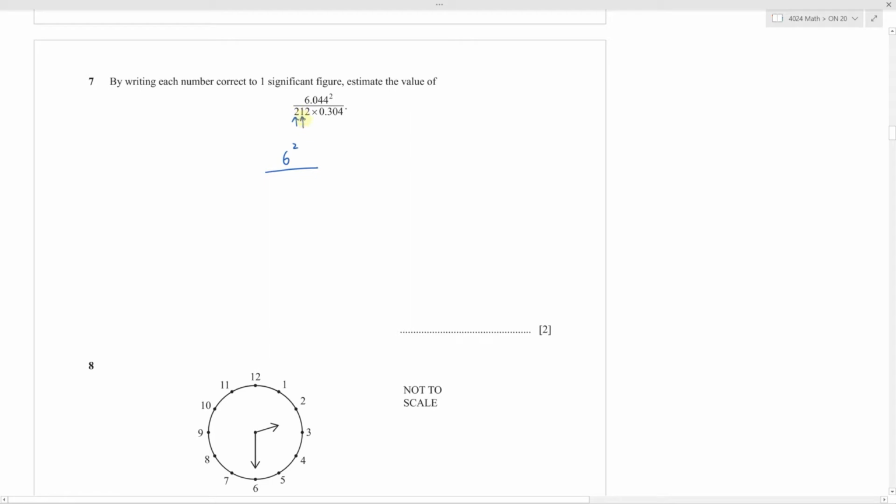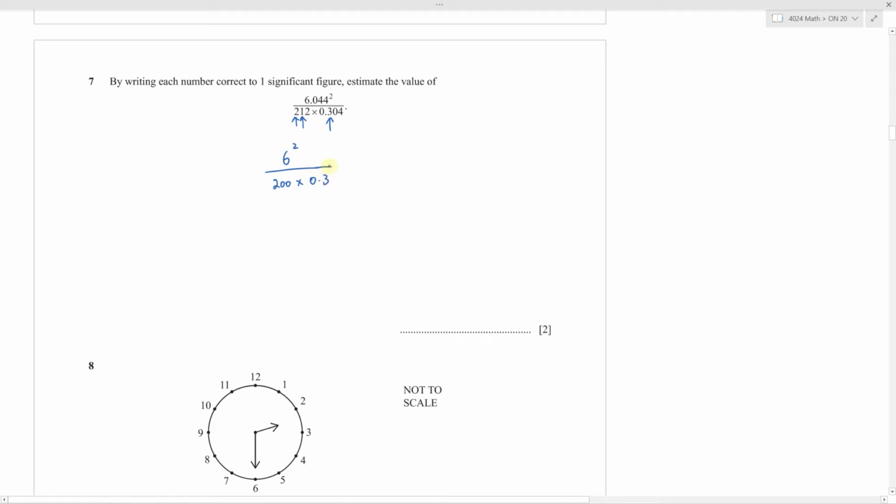The next value is 1. So 212 will be rounded down to 200, multiplied by, this is our first non-zero value. The next value is 0. So 0.3, this 3 will remain as it is.